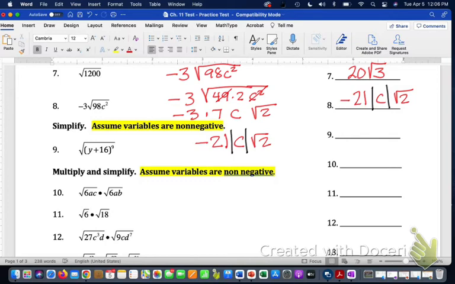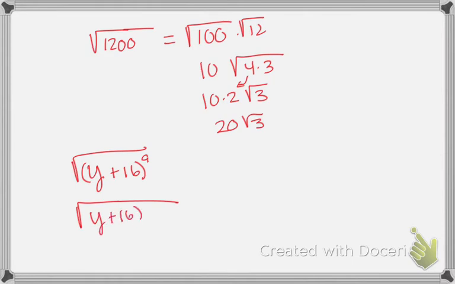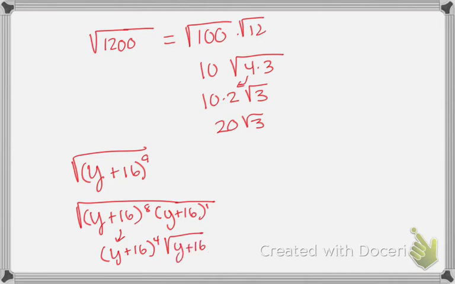Now, from number 9 on, it says assume all variables are non-negative. Once they say that, we don't have to do any absolute value. So here we go. I'm doing y plus 16, under the radical. This whole thing is to the 9th. We have to break that down to y plus 16 to the 8th power, the closest even, times y plus 16 to the 1st power. The square root of this is y plus 16. I have to keep it in here because it's to the 4th power, and under the radical is still the y plus 16 to the 1st. So my answer is this.